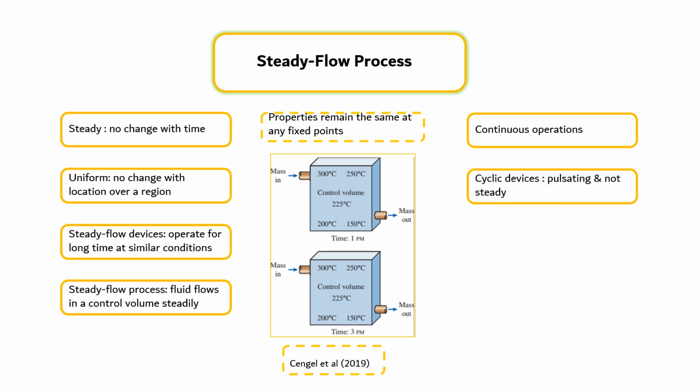Some cyclic devices, such as reciprocating engines or compressors, do not satisfy any of the conditions stated previously, since the flow at the inlets and the exits will be pulsating and not steady. However, the fluid properties vary with time in a periodic manner, and the fluid through these devices can still be analyzed as a steady flow process by using time average values for the properties.